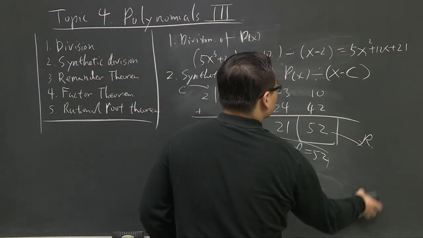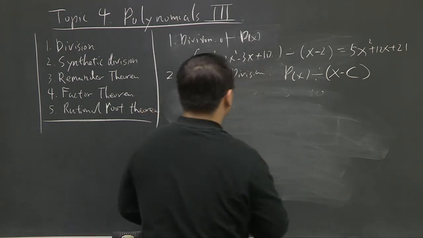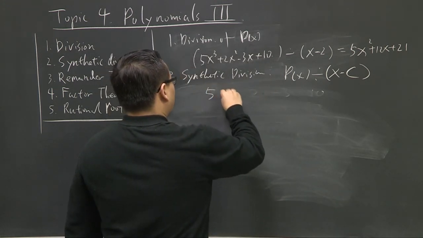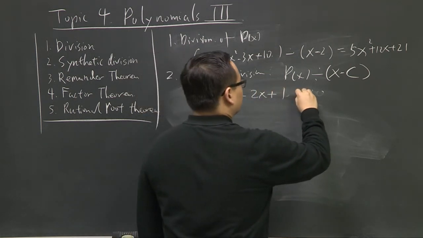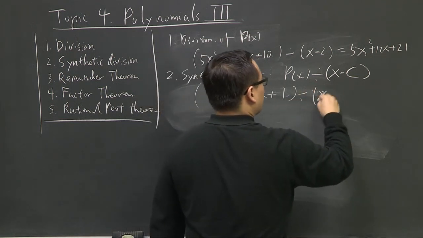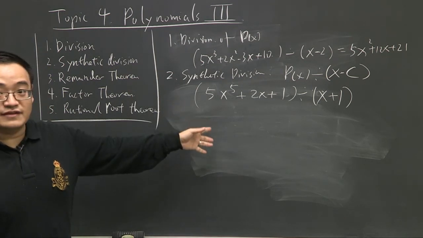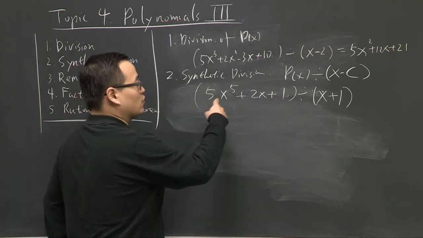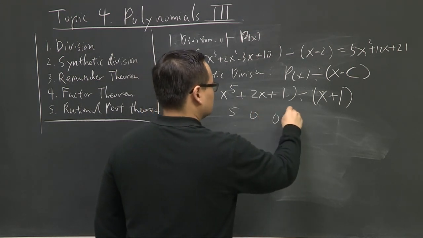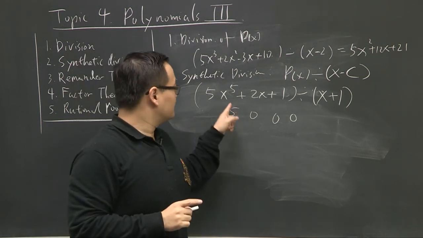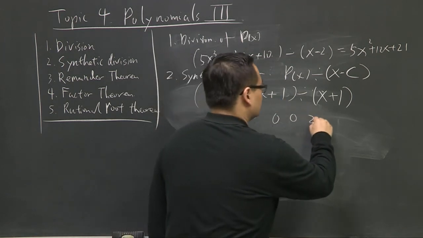Let me show you in case a number is missing. Let's try this: 5x to the 5th plus 2x plus 1 divided by x plus 1. You say, all right, this is pretty messy. Can we do synthetic division? Absolutely. We list out the coefficients 5, 0 for the 4th, 0 for the 3rd, 0 for the 2nd, right? We don't skip terms. 5x to the 5th, 4th, 3rd, 2nd, and then there's a 2, and there's a 1.